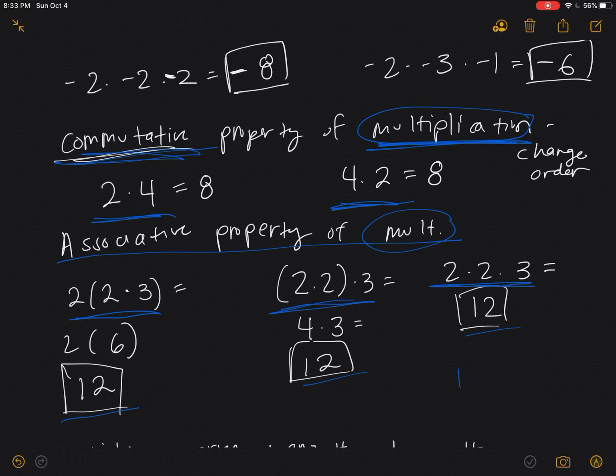Like if you try and change the order in subtraction, 12 minus 3 is 9. What about 3 minus 12? That is negative 9, right? They are not the same. You can't change the order. It doesn't work for subtraction or division. These properties are only good for multiplication and addition.